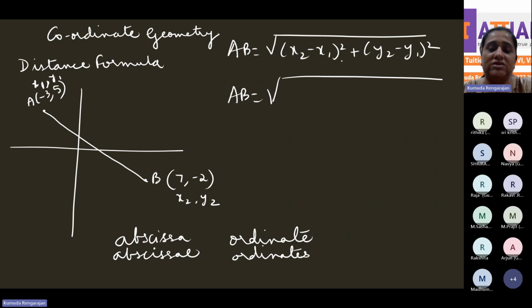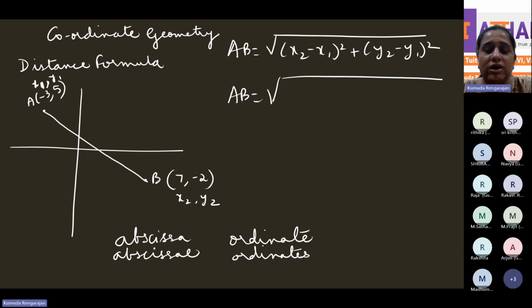So when we say x2 minus x1 or x1 minus x2, it's simply the difference between the abscissae. See here, when you say x1 minus x2, what is x1? The x coordinate of point A. What is x2? The x coordinate of point B. I'll say it again: x1 is the x coordinate of point A, x2 is the x coordinate of point B.